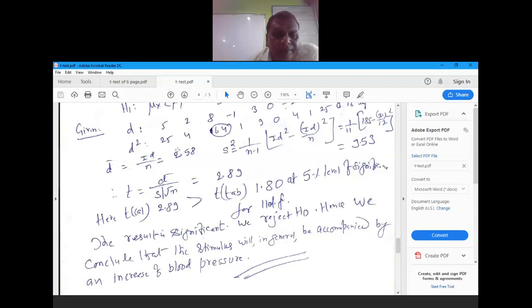So here you may write, the result is significant, we reject H naught, hence we conclude that the stimulus will in general be accompanied by an increase of blood pressure. So your H naught is rejected here. So we conclude that the stimulus will in general be accompanied by an increase of blood pressure.